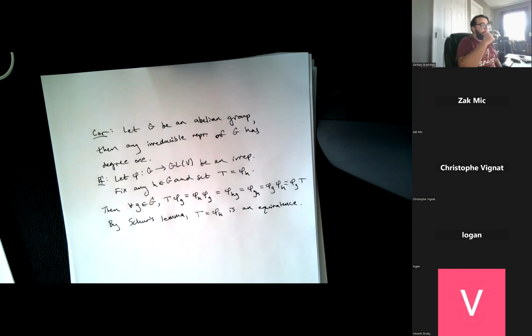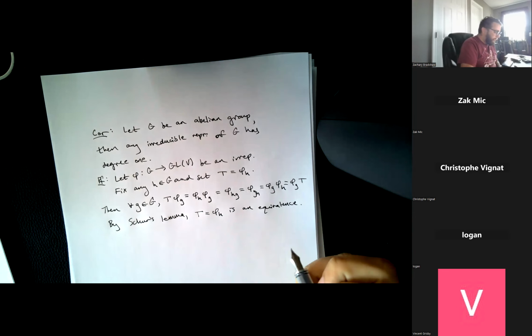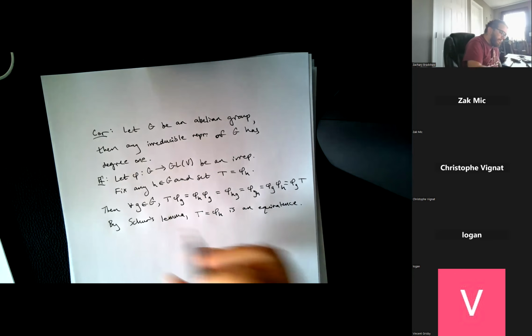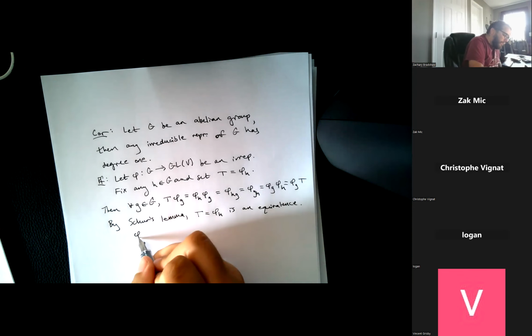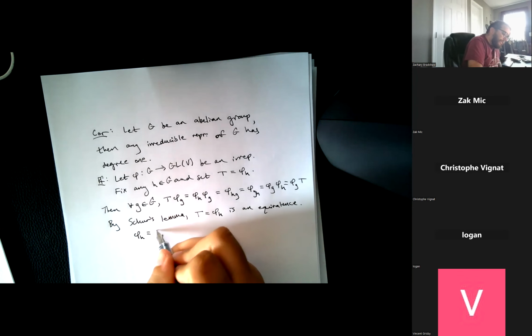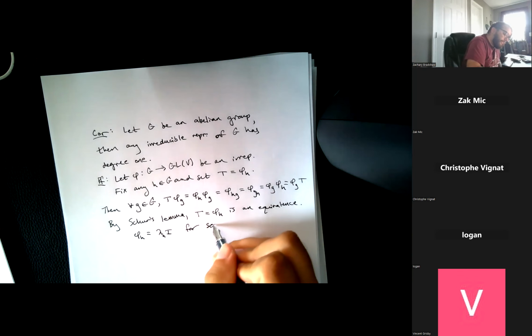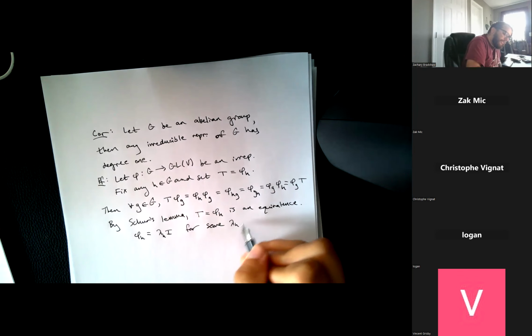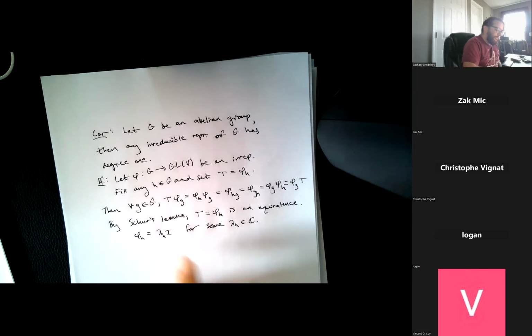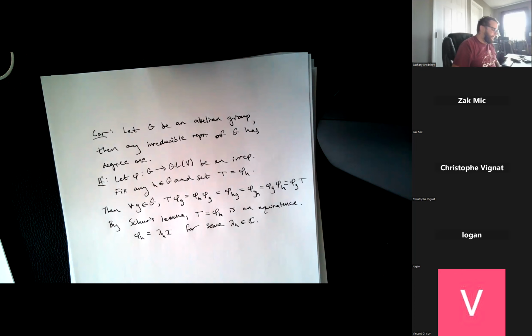Because it sure isn't 0. And from part B of Schur's lemma, we get something even better. We get that phi h is equal to lambda h times I for some constant lambda h. The h subscript here is just indicating the dependence on h.